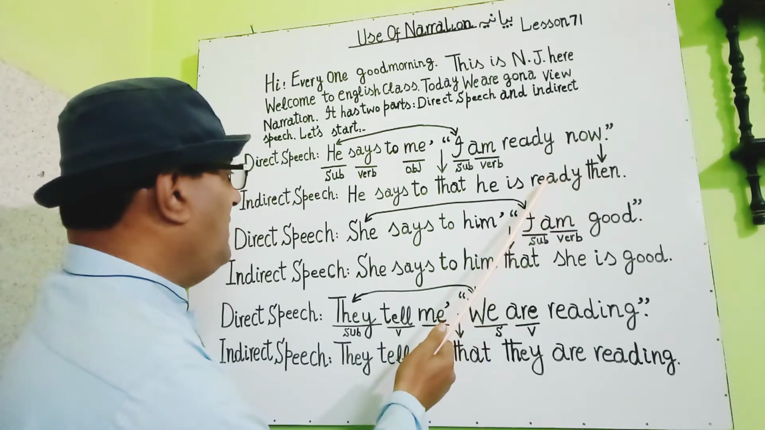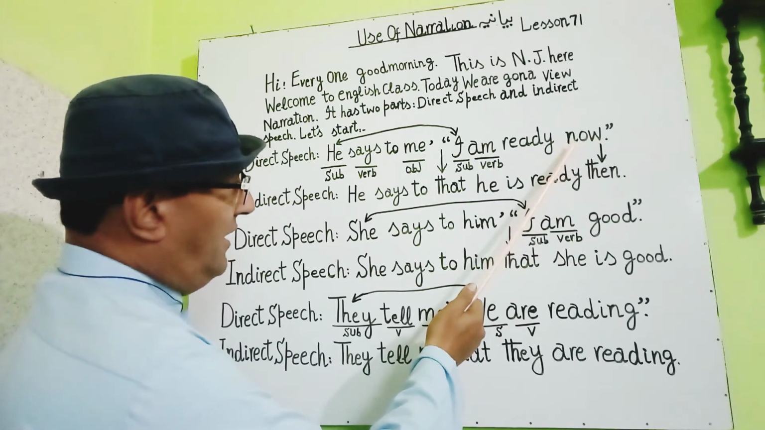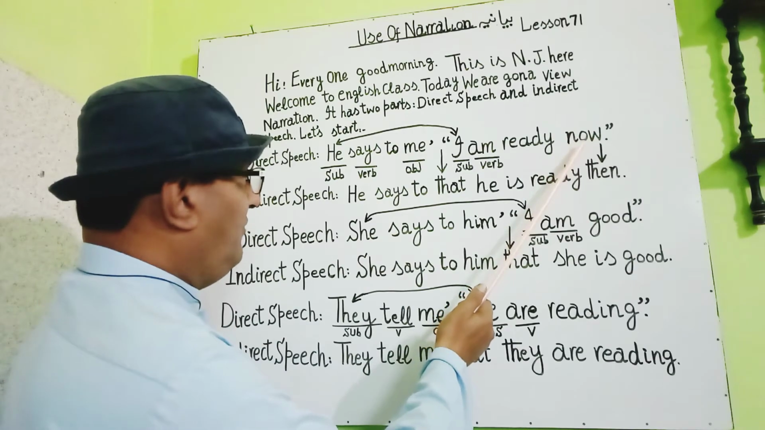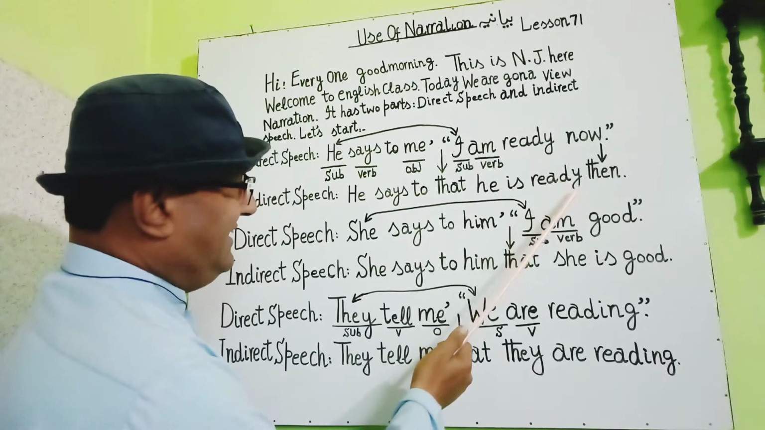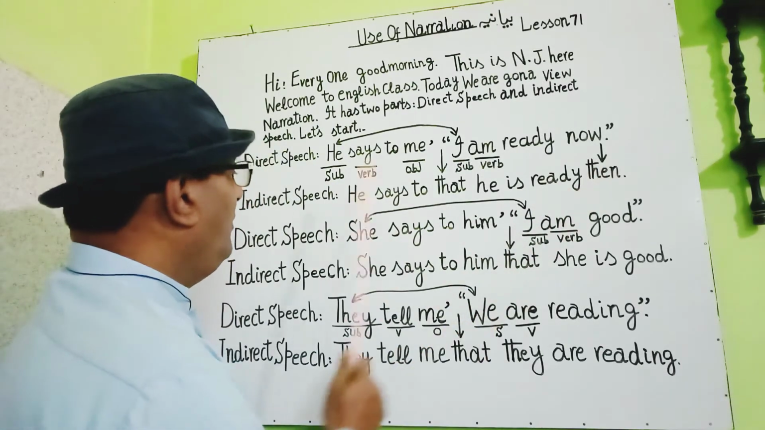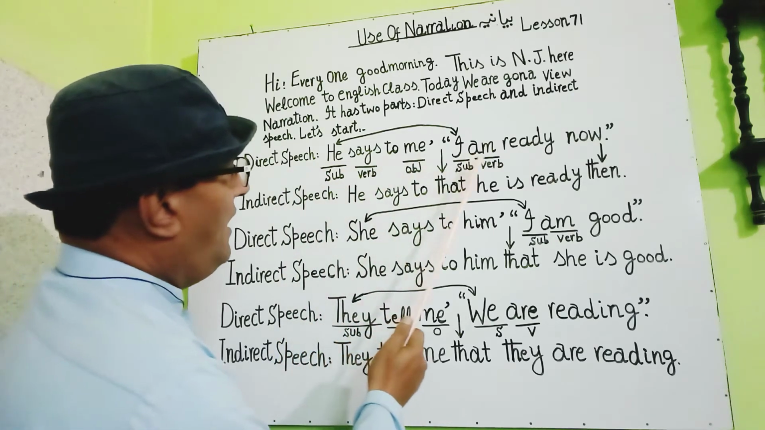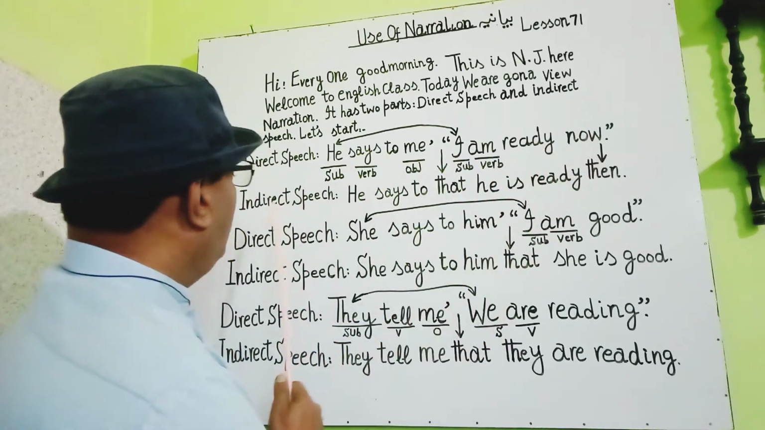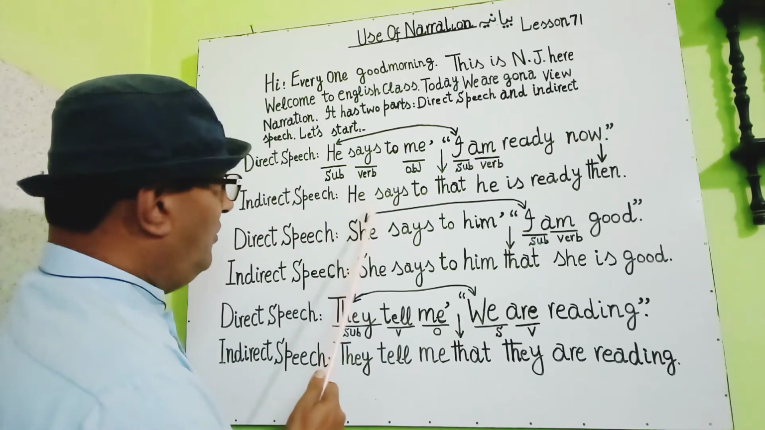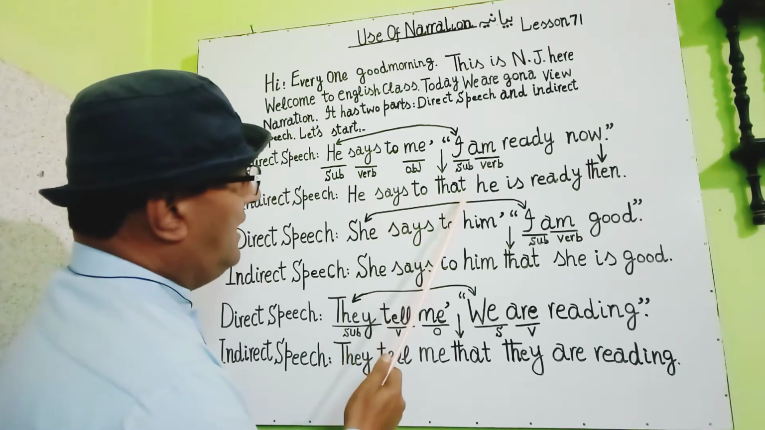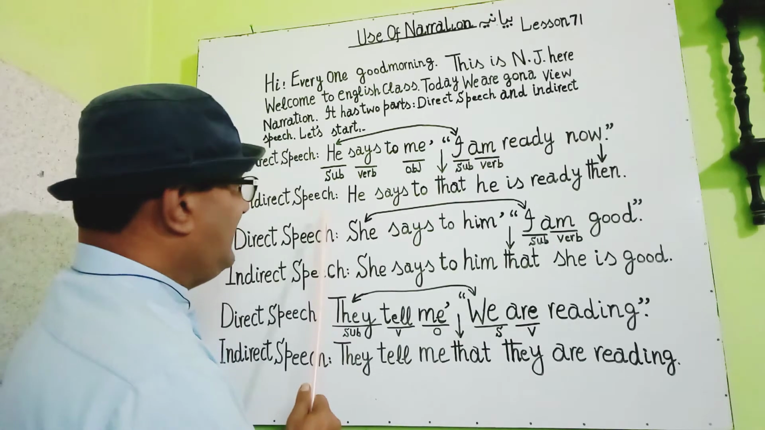This is also by the rules of narration, that if in direct speech we have the word now, in indirect speech we will change it into then. Now you guys see, this direct speech is, he says to me, I am ready now, and when we convert it into indirect speech, it will go, he says to me that he is ready then. So this is the first example.